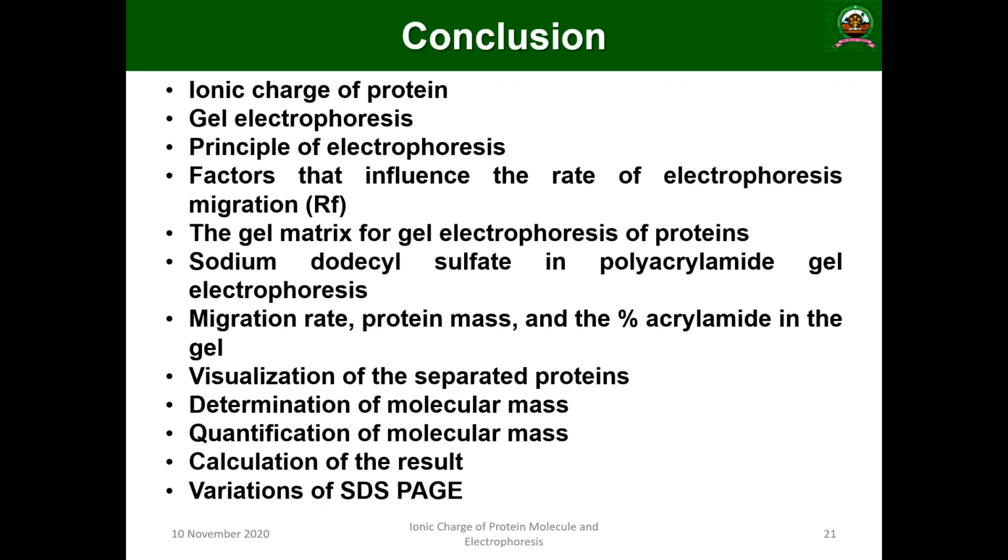So that's all, dear students. So we can conclude, we have discussed in this particular class the ionic charge of proteins. We have discussed what is ionic charge, when it will get an ionic charge, what is the isoelectric point, what is gel electrophoresis, what is the principle of electrophoresis, what is anode and what is cathode, what are the factors which influence the migration rate, Rf, then the gel matrix, what are the major components that are used for the gel matrix, for the preparation of the gel.